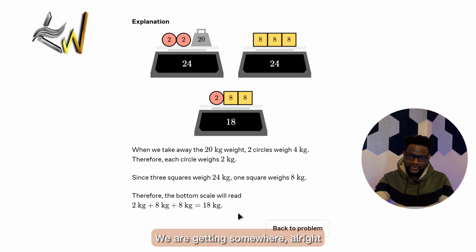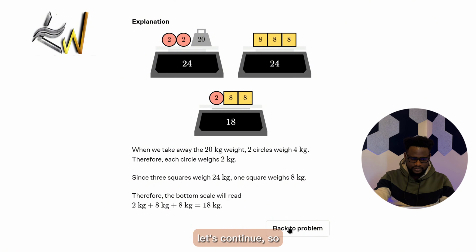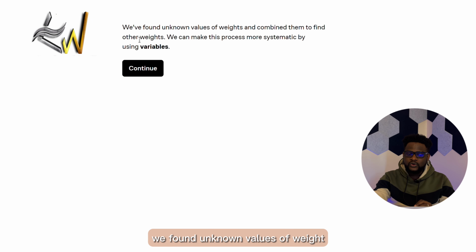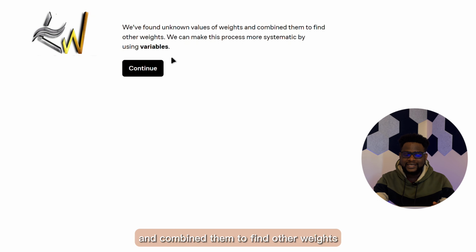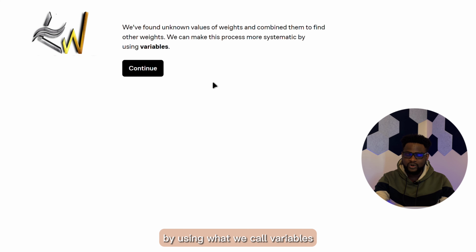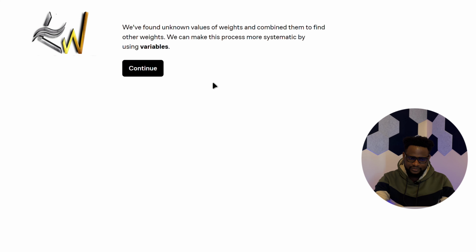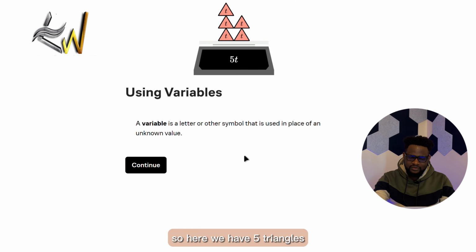We are getting somewhere. All right, let's continue. So we found unknown values of weights and combined them to find other weights. We can make this process more systematic by using what we call variables. So here we have 5 triangles, and each triangle will be represented by the letter T. So the 5 triangles in total, we will call it 5T.